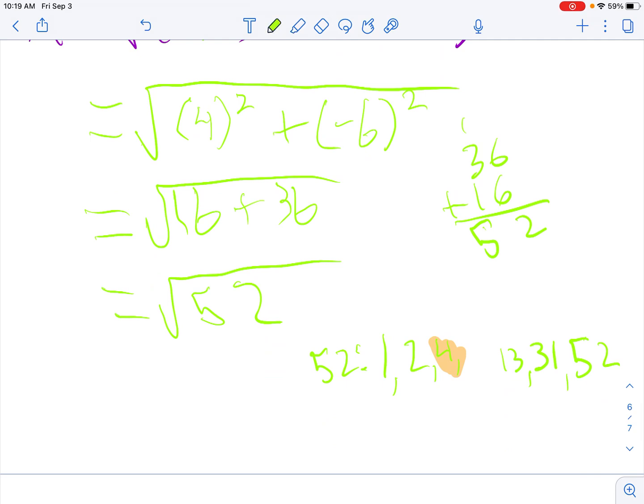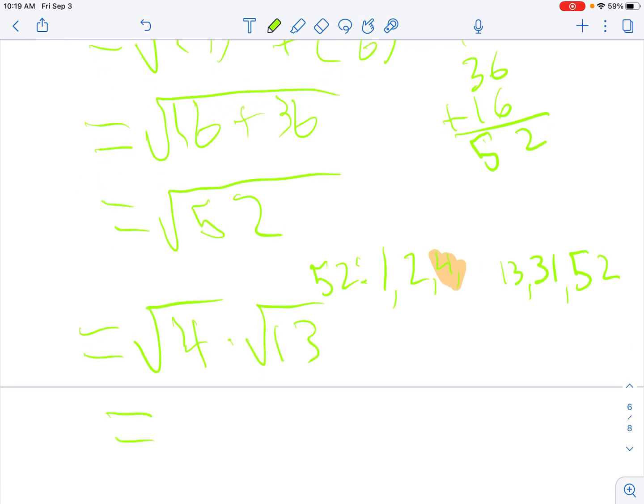So let's rewrite this as the square root of 4 times the square root of 13. And the square root of 4 is 2, so we get 2 square root 13. 13 is a prime number, so we know we can't simplify that any further.